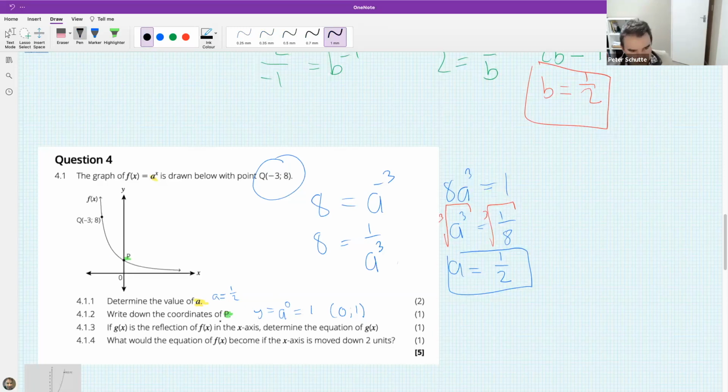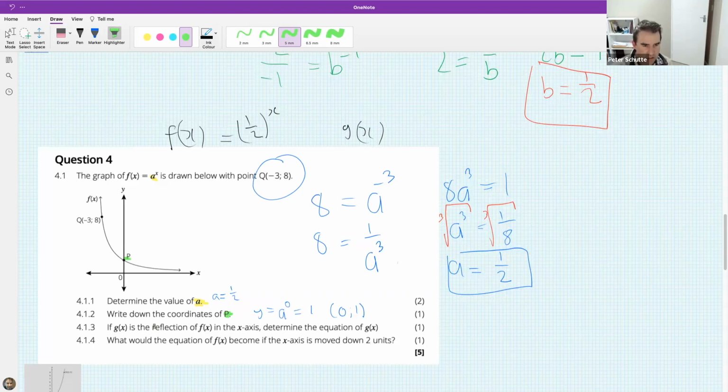Okay, what about g of x? It says, if g of x is the reflection of f of x in the x-axis, determine the equation of g of x. So you need a bit more time for this. You know that f of x is a half to the power of x. Now what it's saying is, there's another function called g of x, and it's the reflection of f of x in the x-axis.